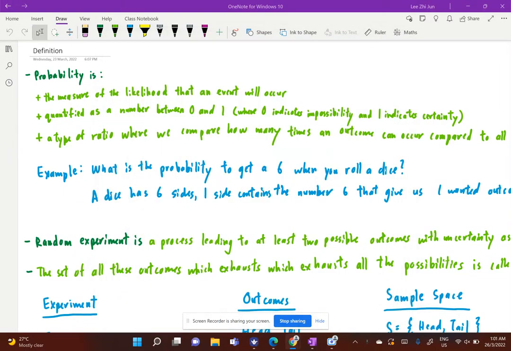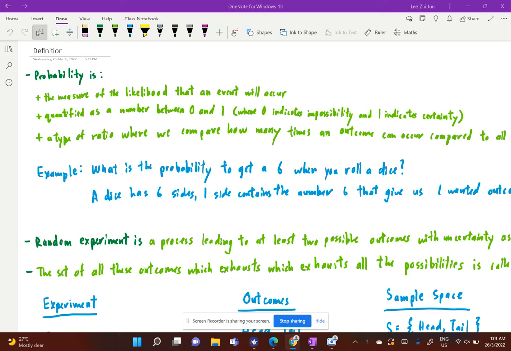So hi guys, today we will continue with probability with chapter 8. In this probability chapter, I will divide it into three parts. Here's the first part, which is the definition of probability. So without wasting time, let's go.